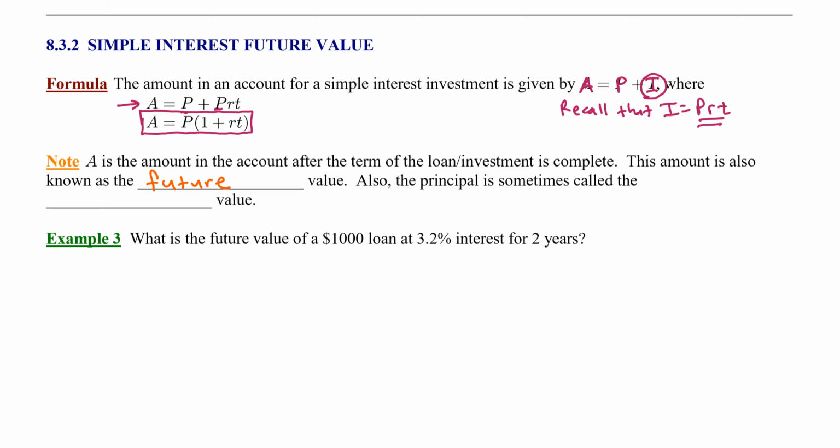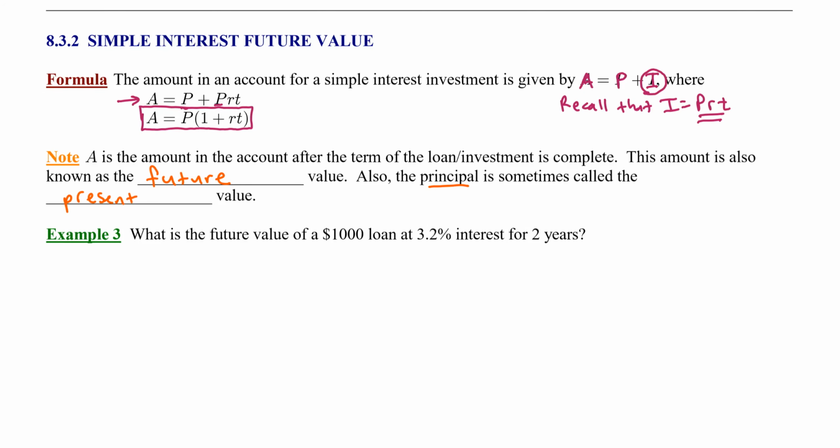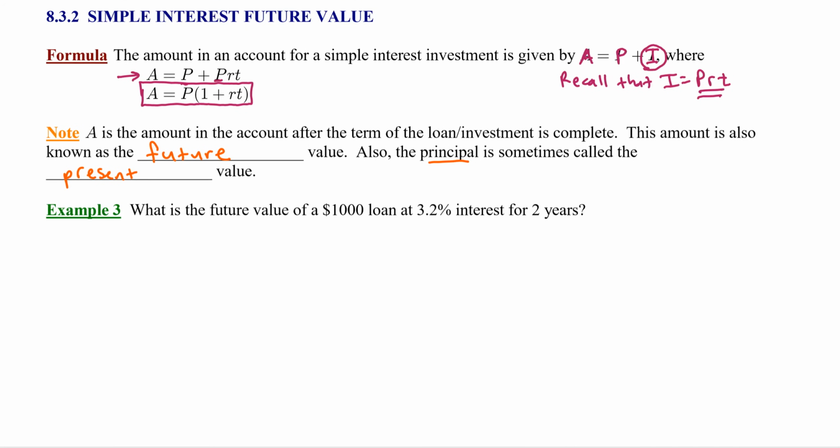Now, sometimes the principal is called the present value. Okay, if the principal, the amount that I begin my savings account with is P, that is my present value in the account. Then I wait over the term of the investment and I come back at the end of the term. The amount in the account will have grown and we call that the future value. So let's see how this formula works in an example.